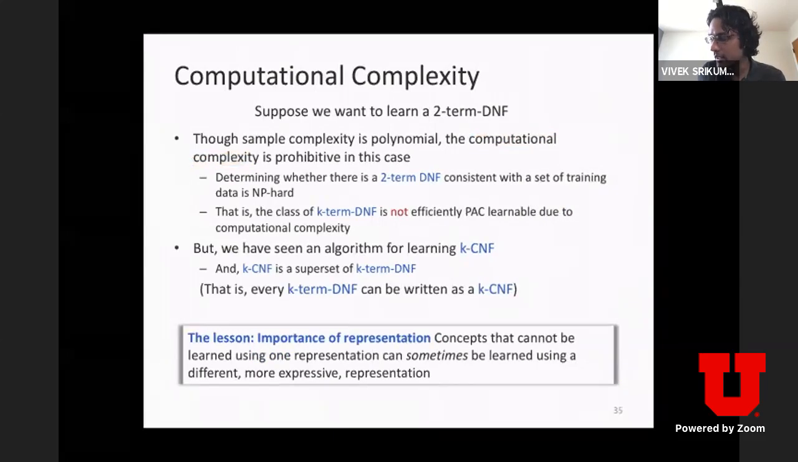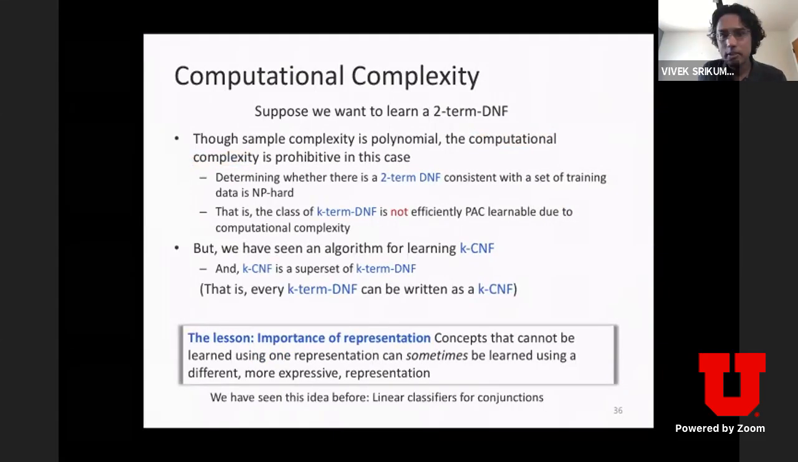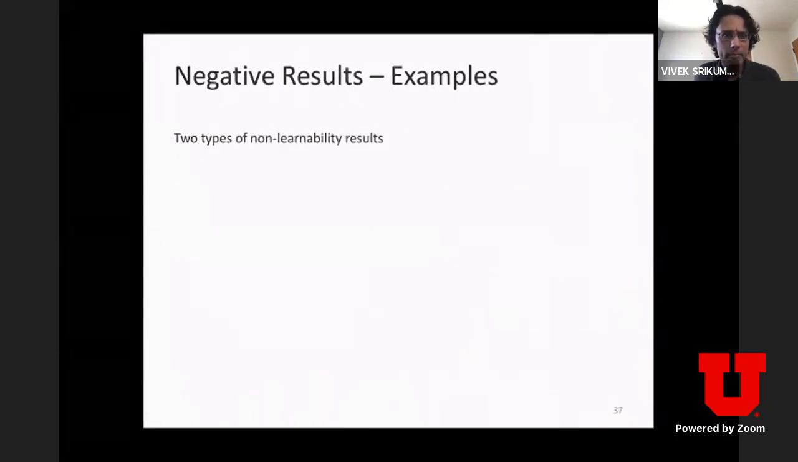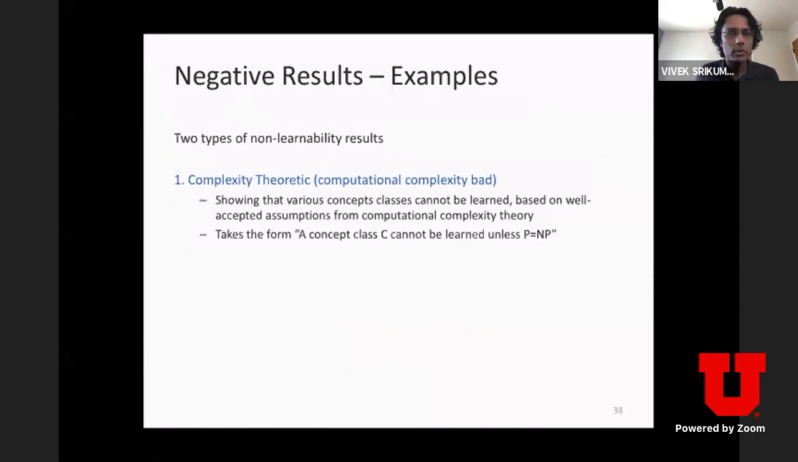In fact, that's an excellent segue into the next point, which is that we're going to talk about negative results. There are two kinds of negative results when it comes to PAC learnability. The first one is the kind that we just saw, computational complexity. These results show that certain concept classes cannot be learned because of the computational complexity of learning. These kinds of results take the form: a concept in this class C cannot be learned unless P is equal to NP. Or another way of thinking about it is that learning a concept in this class is NP-hard or NP-complete or something like that.